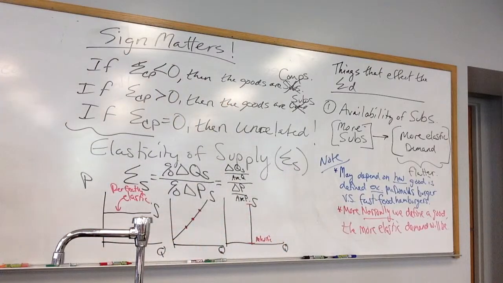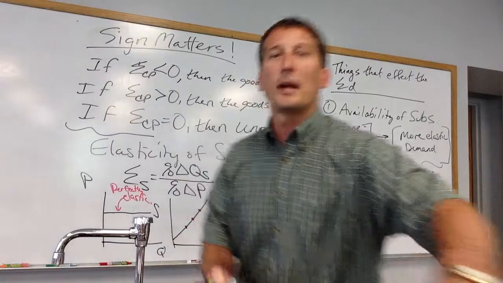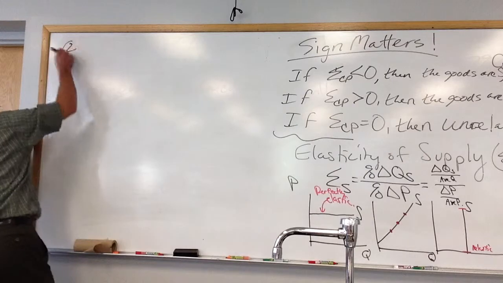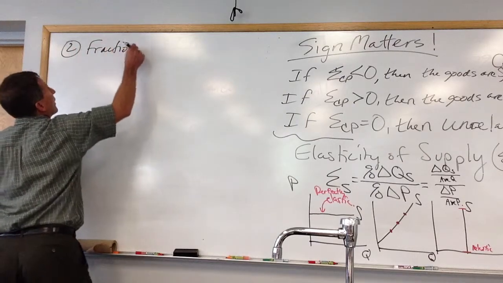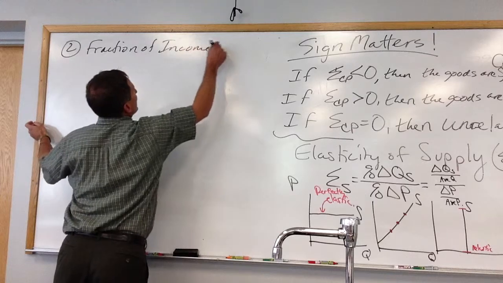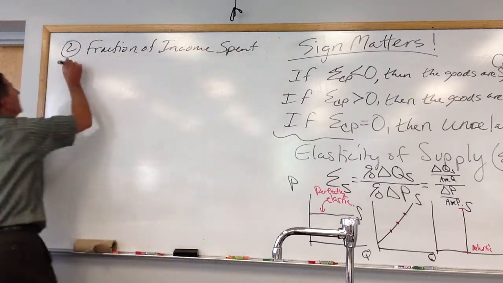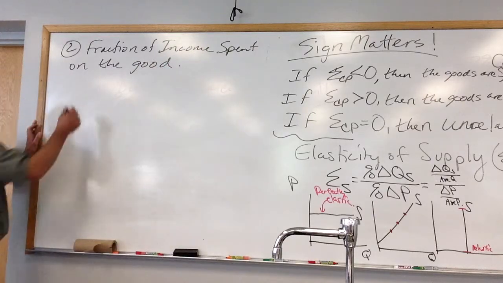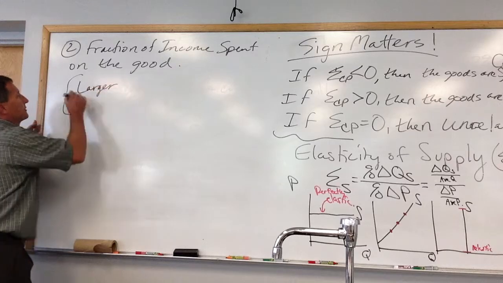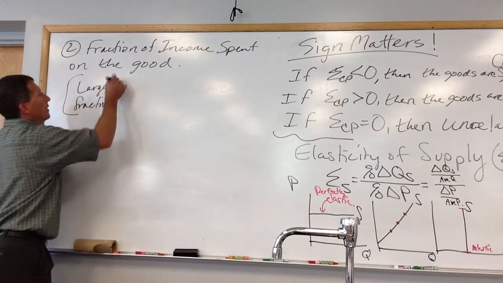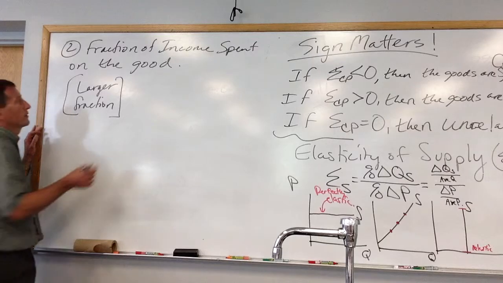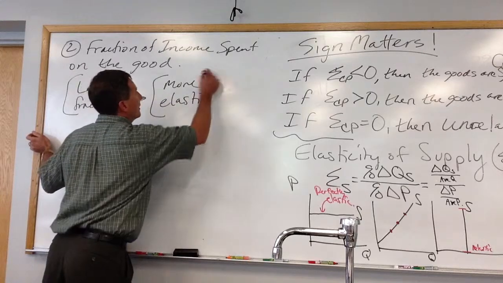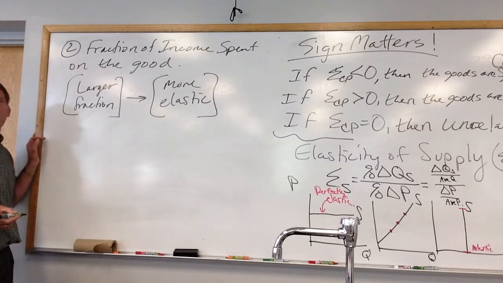So number 2 is the fraction of income spent on the good. The larger the fraction, the more elastic the demand curve will be, because it's a big deal to you.